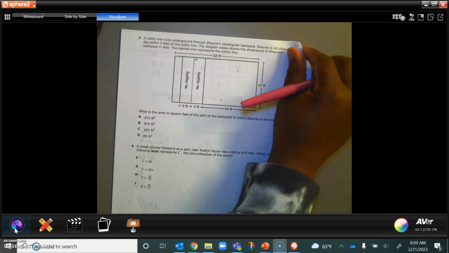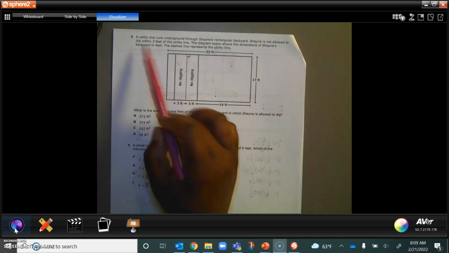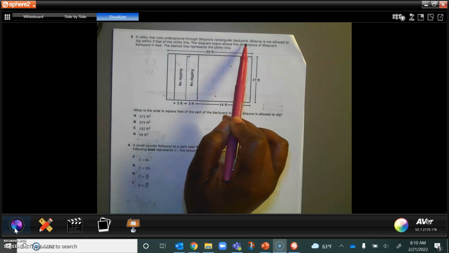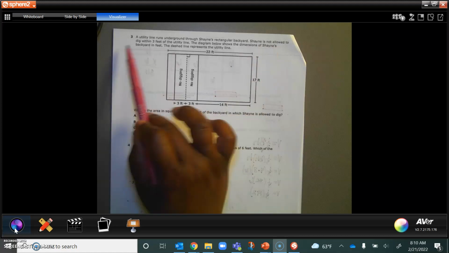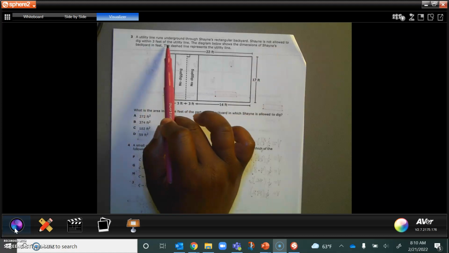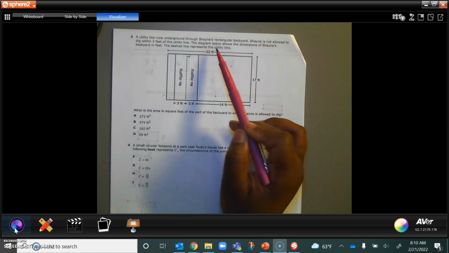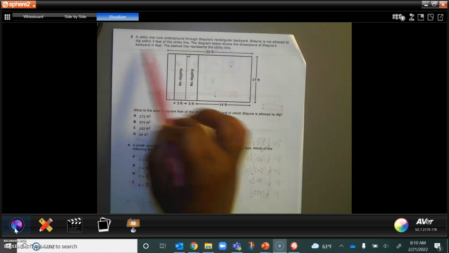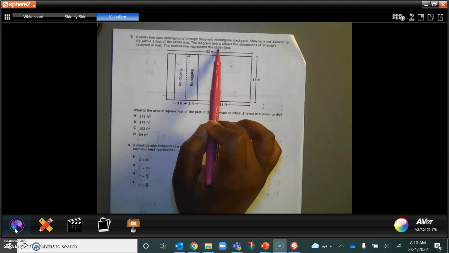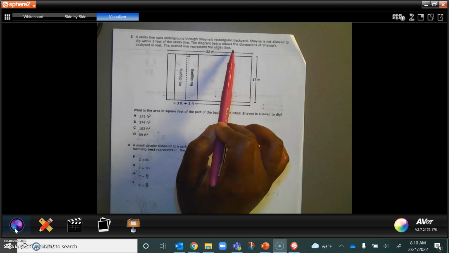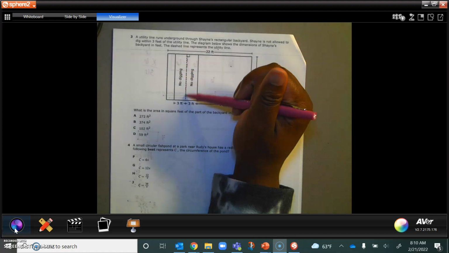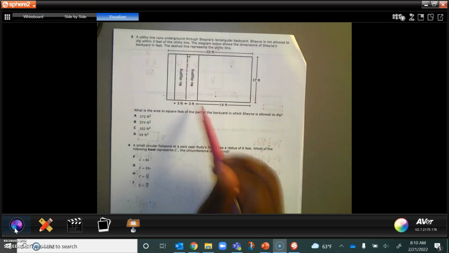Let's take a look at number 3. Number 3 says a utility line runs underground in Shane's rectangular backyard. Shane is not allowed to dig within 3 feet of the utility line. The diagram below shows the dimensions of Shane's backyard in feet. The dashed line represents the utility line. So I know this is the utility line that I cannot dig within 3 feet of.